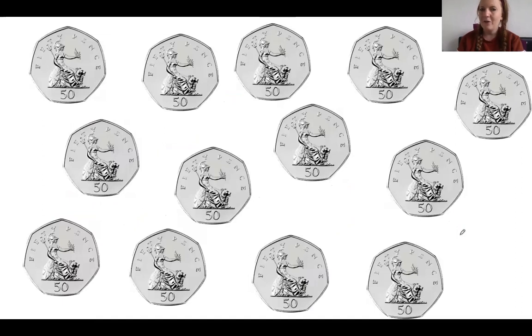This time I've used money. I've used 50p. And the reason I've done this is because this is half of a pound, and it's a really great way to see how this is important with our math. So let's see how many 50p's we have. 1, 2, 3, 4, 5, 6, 7, 8, 9, 10, 11, 12, 13. We have 13 50p's.